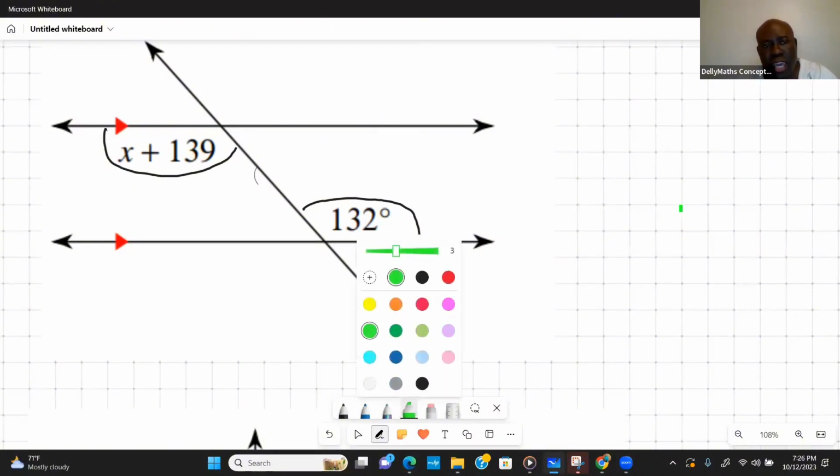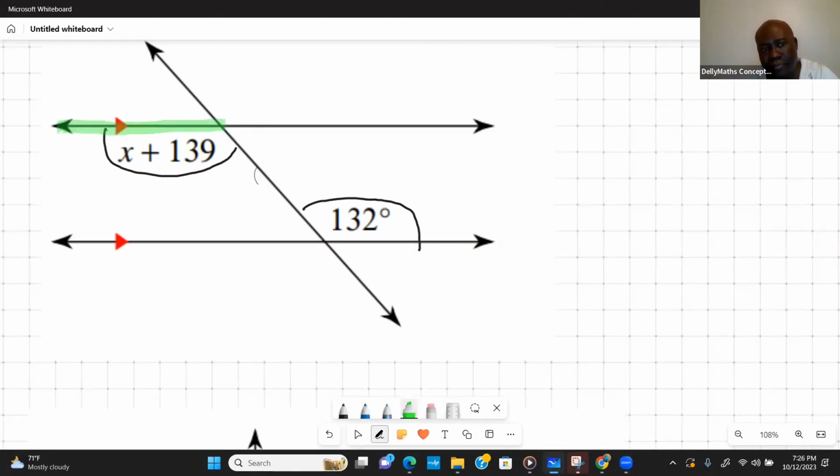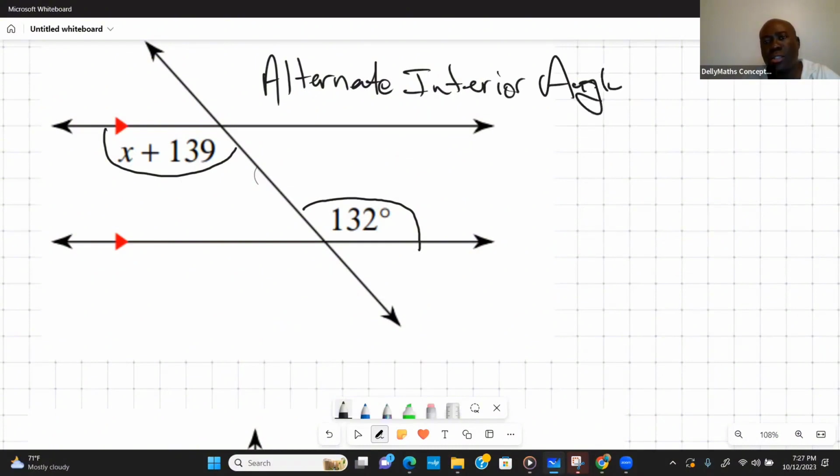Now, they also would form a Z. And sometimes a Z may not look like a real Z, but you could see the idea of a Z coming. So we say Z angles are equal. So these angles are actually congruent. So what I'm going to use here is alternate interior angles. So these two angles are alternate interior, and I'm able to use them to solve the problem. Alternate interior angles are congruent.